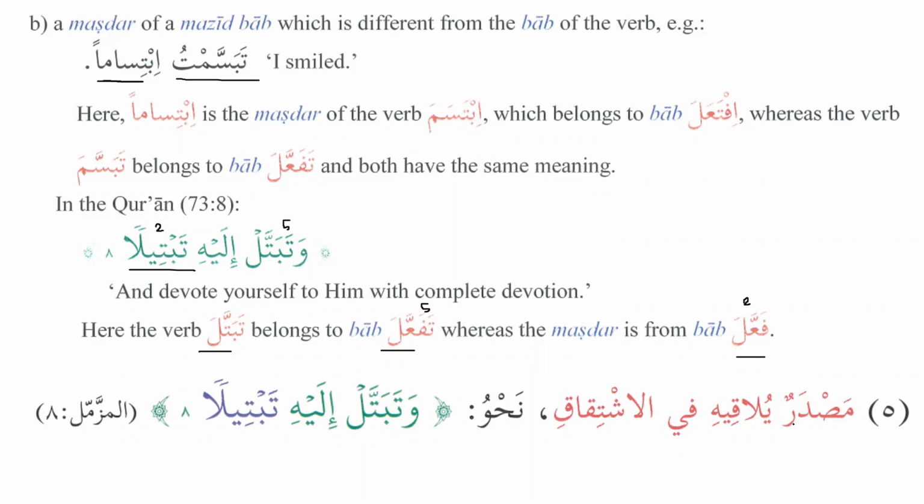Then we have masdarun yulaqihi fil ishtiqaqi. So basically the same thing that we have learned over here, that the masdar will be the same as the derived form, derived from the verb, yeah. And the same example that we have discussed over here. So this part is in Arabic and the first part is in English.